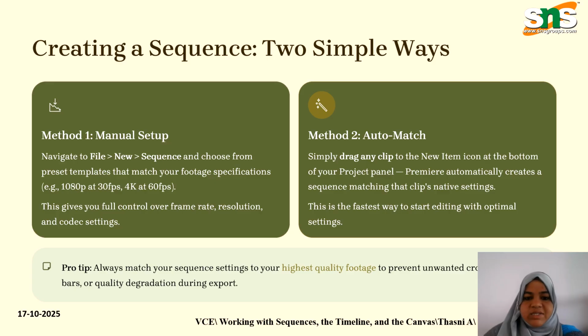So how will you create a sequence? In just two simple ways. Method one is manual, and method two is automatic. If you open your Premiere Pro, you can navigate to File, then New, and then Sequence, and choose from a preset template that matches your footage specification. That gives you full control over frame rate, resolution and codec settings.